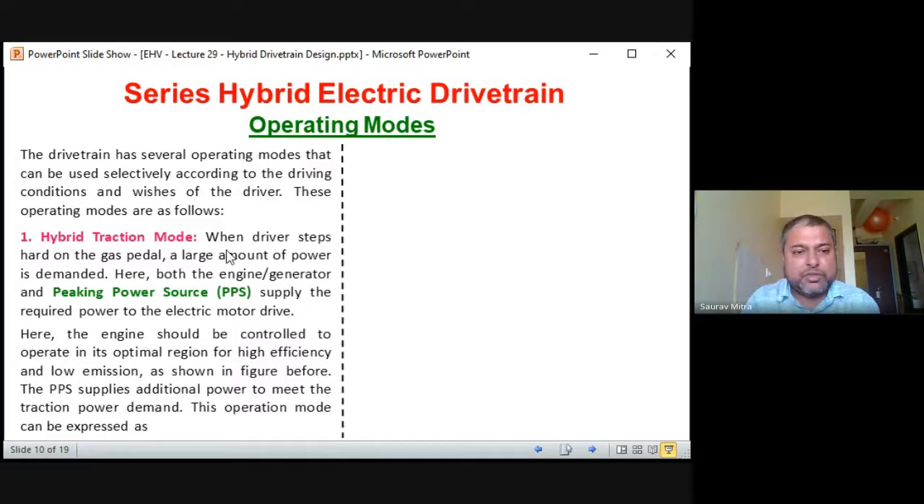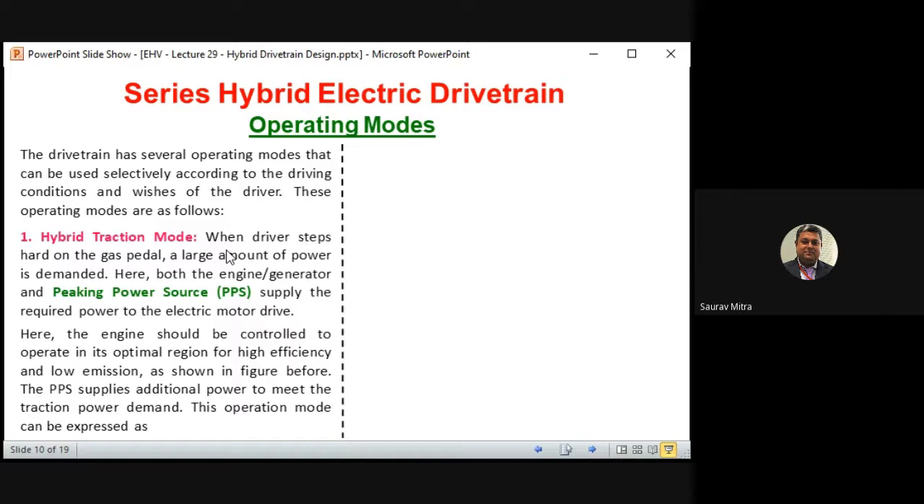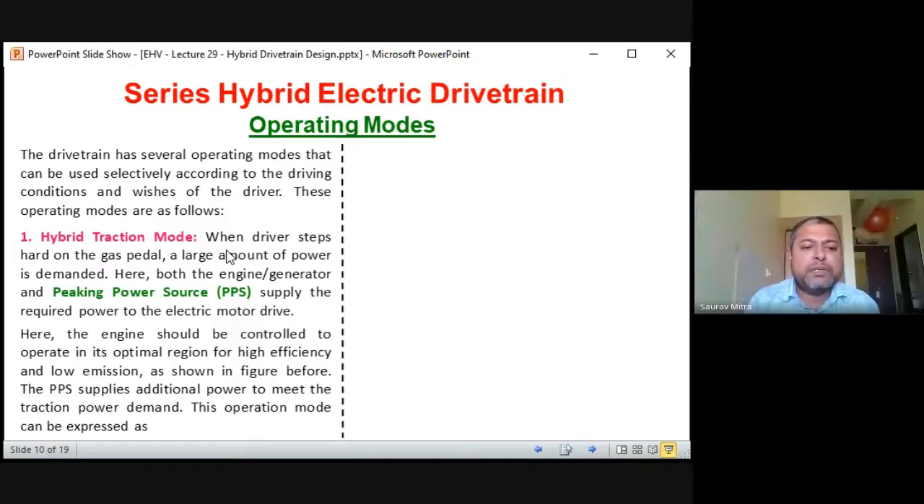So the driver is asking for more power. The engine generator as well as PPS together are actually supplying the main energy required. So here the engine should be controlled to operate in its optimal region. That means the same thing, 60 to 70 kilometers per hour. So even if the driver is asking for more power, the engine should not be stretched. The engine should be driven at that base power only. The extra power should be taken from the peaking power source.